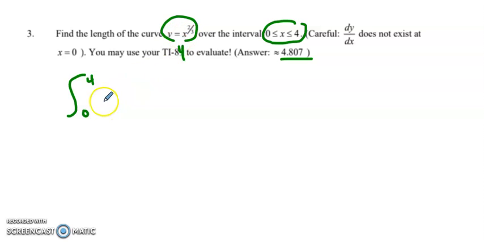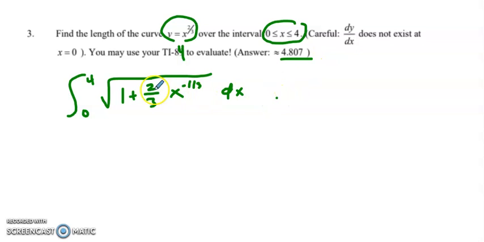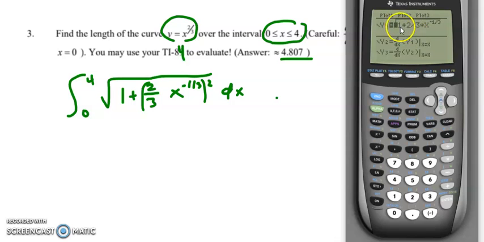We need y prime. So we have the square root of 1 plus, and then y prime is a simple power rule problem. Just 2/3 x to the negative 1/3. And don't forget to square this here because it's 1 plus the derivative squared, and then you need this dx. So if we go to the calculator, I started to put this in.